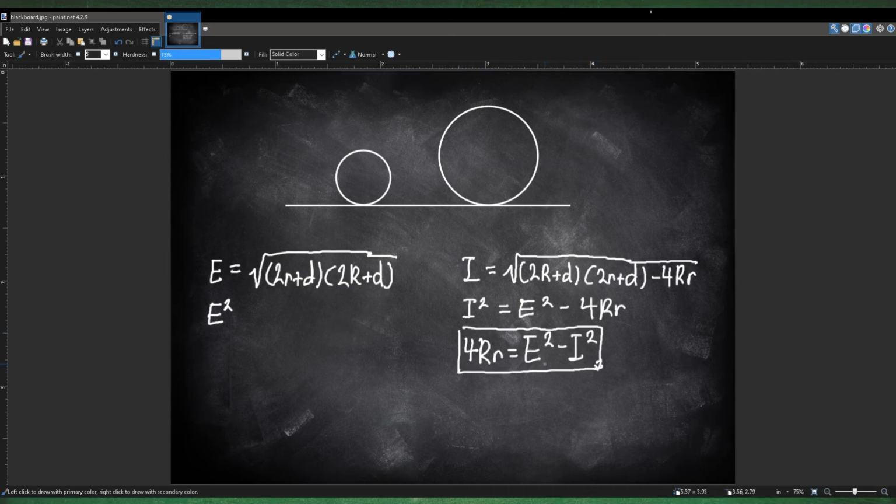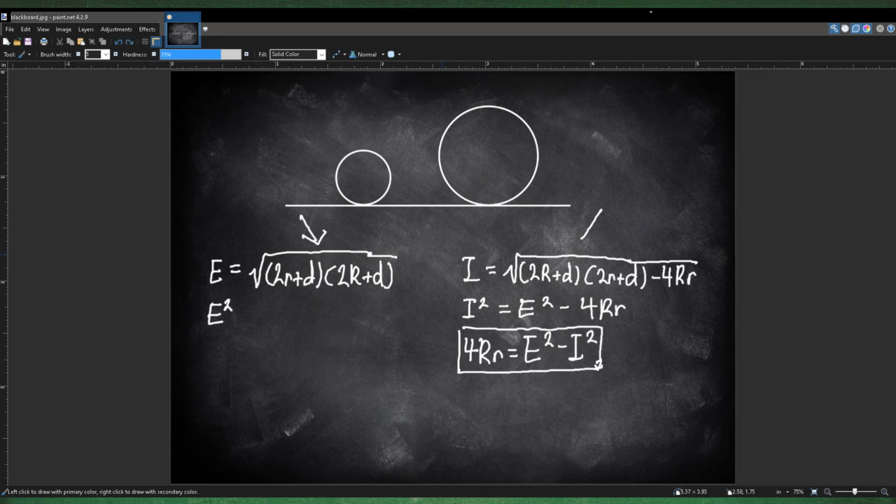So the difference between the squares of the tangents is going to be equal to 4 times the product of the radius. So the external tangent squared minus the internal tangent squared is equal to 4 times the bigger radius times the smaller radius. So what does this basically tell us? Well, that basically tells us that external is always going to be bigger than our internal. So why is that though?